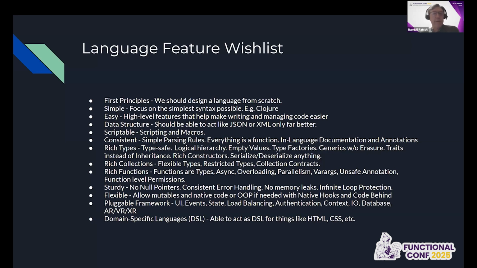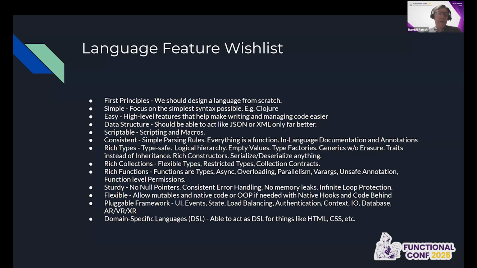Rich collections, flexible types, so you can have a list of ints and strings, and that's legal. You should have restricted types, so you can say a list of numerics, but not floats. Along with collection contracts, so just put in some code to validate inputs. Should have rich functions, so functions are types. We should have native async support, clean overloading, so if I want to overload the plus sign, I can. Support for parallelism, variable arguments, unsafe annotations, so we can mark functions as unsafe, so we can allow for ugly behaviors in them.